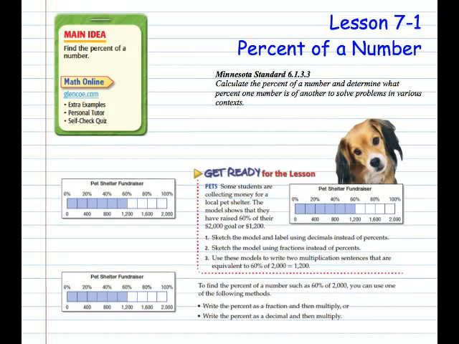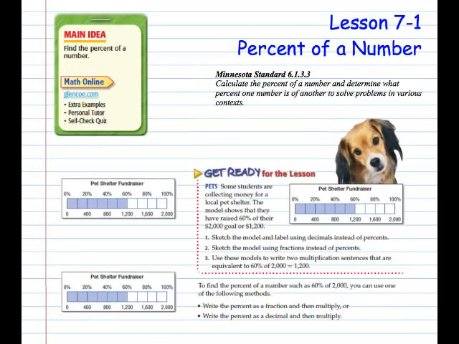This is lesson 7-1, percent of a number. Some students are collecting money for a local pet shelter. The model shows that they have raised 60% of their $2,000 goal, or $1,200. Sketch the model and label using decimals instead of percents. Okay, so we'll do that first.